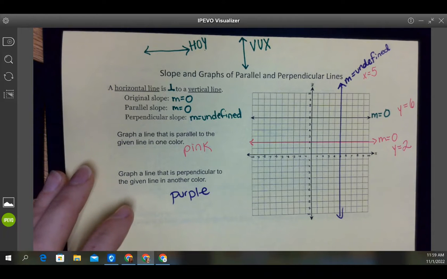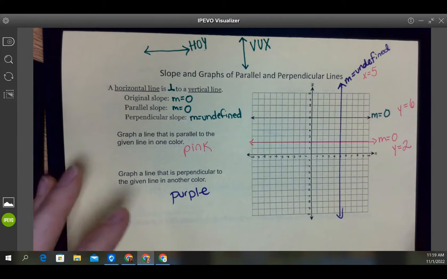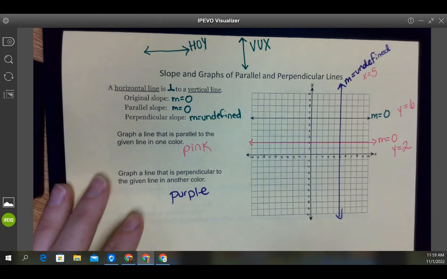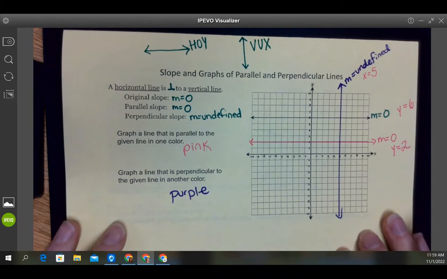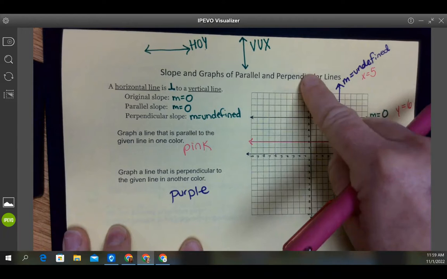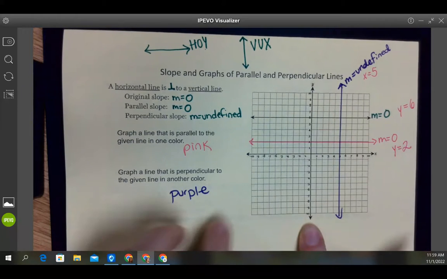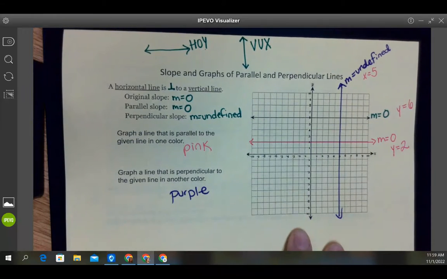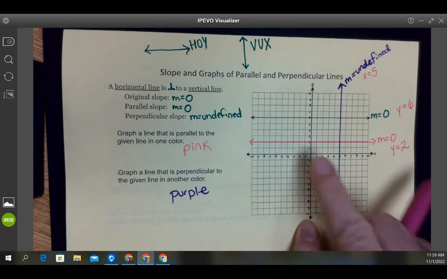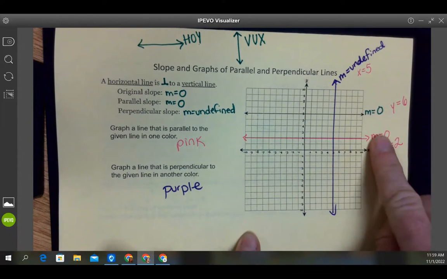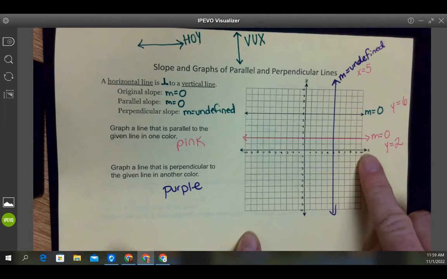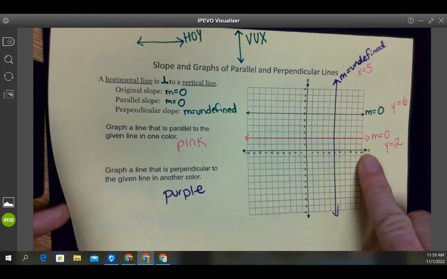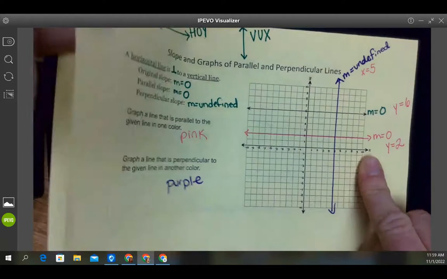Okay. You might have a question that asks about being parallel or perpendicular to the different axes. This is the y-axis. See how the y-axis is a vertical line? So it would be parallel to an undefined slope. A horizontal line would be parallel to the x-axis. Let's go ahead and look inside here. We're going to graph some lines.